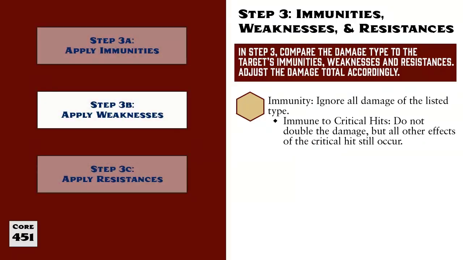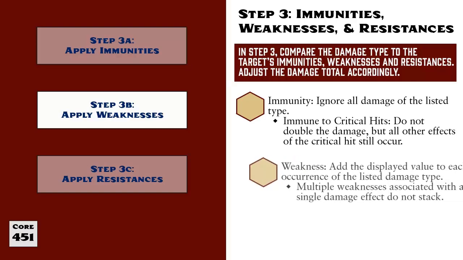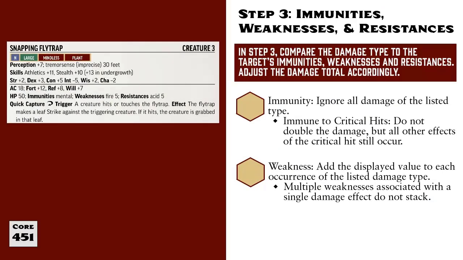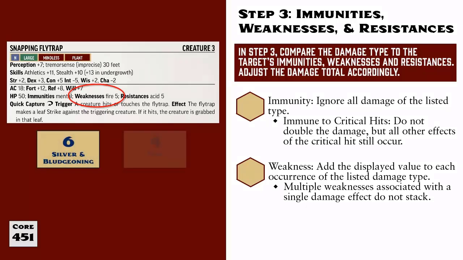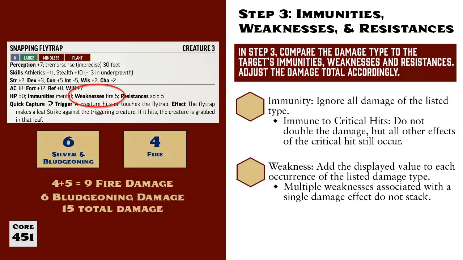After immunities, you apply weaknesses. Weaknesses will include a value in their listing such as Fire 5. Whenever such a creature suffers fire damage, you simply add 5 points to it. So say you strike a monster that has a weakness of Fire 5 with our Flaming Silver Warhammer and roll 6 points of silver bludgeoning damage and 4 points of fire damage, that would increase the fire damage by 5, making it 9 points of fire damage for a total of 15.